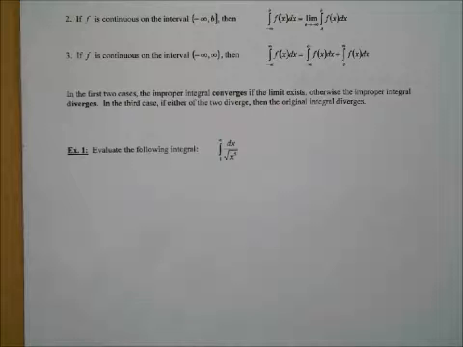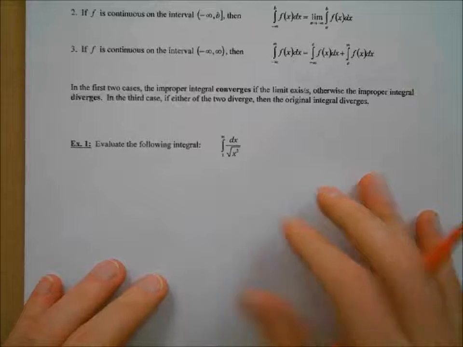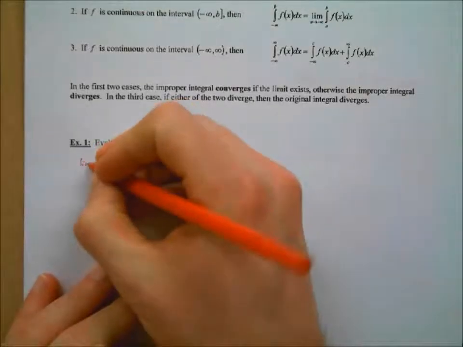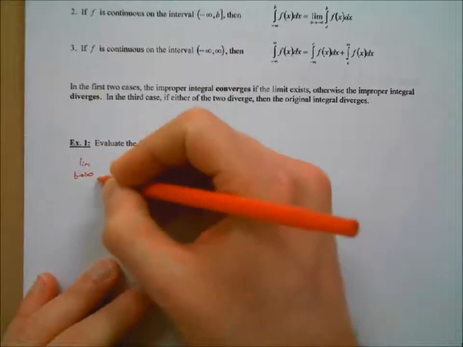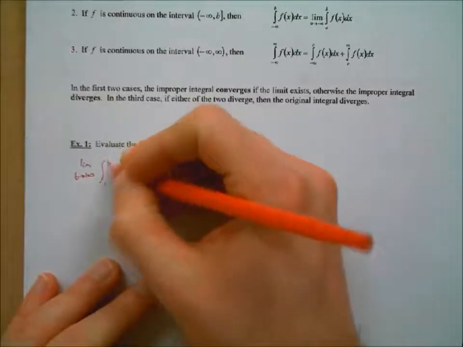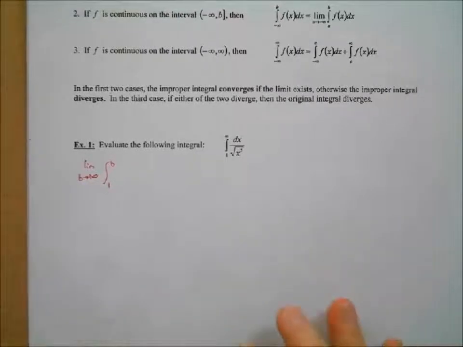So the integral from 1 to infinity of dx over the square root of x to the 5th. All right? So when we go to evaluate this, we're going to have to rewrite this. I've got an upper limit of infinity, so we're going to start off by rewriting this as the limit. And since it's the upper limit, I'm going to use the limit as b approaches infinity of the integral from 1 to b.